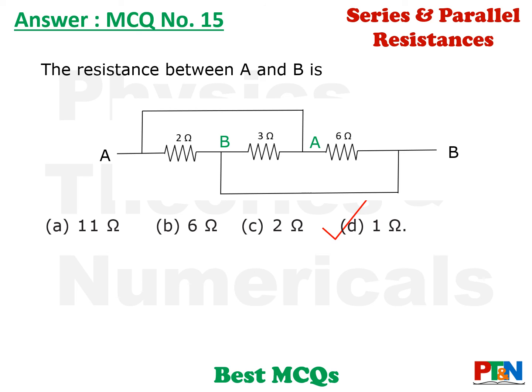So now you take a close look. What do you find between point A and B? All these resistances are connected between point A and B. That means 2 ohm, 3 ohm and 6 ohm, these 3 resistors are connected in parallel, absolute clean parallel, because all of them are connected between points A and B. So parallel of 3, it will become 1 ohm. Easy. So as I was saying, R1, R2, R3, all of them are connected between point A and B. So it is 1 ohm, option D.